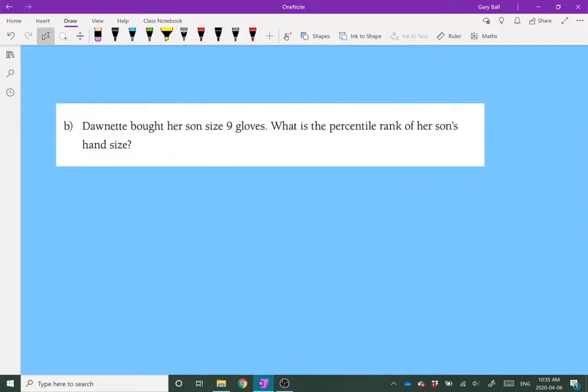As we move on, Donette bought her son a pair of size 9 gloves. What's the percentile rank of that? So, first of all, my formula is percentile rank equals B over N times 100. I already know that my N equals 153. What I need to know is how many were below size 9.